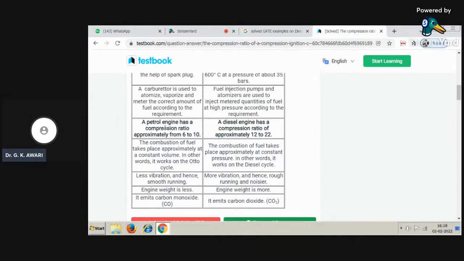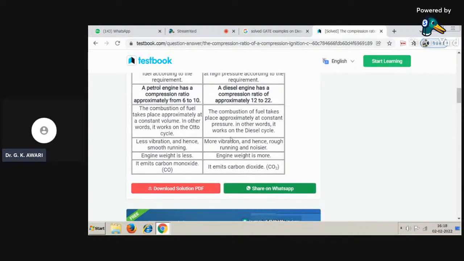A petrol engine has a compression ratio of approximately 6 to 10, and a diesel engine has a compression ratio of approximately 12 to 22. In the SI engine, the combustion of fuel takes place approximately at constant volume, in other words, it works on the Otto cycle. In the CI engine, the combustion of fuel takes place approximately at constant pressure, in other words, it works on the diesel cycle.